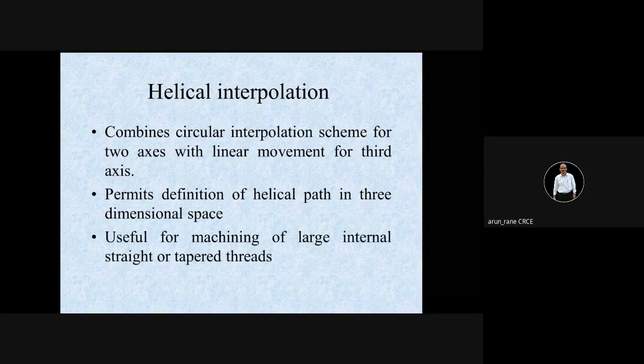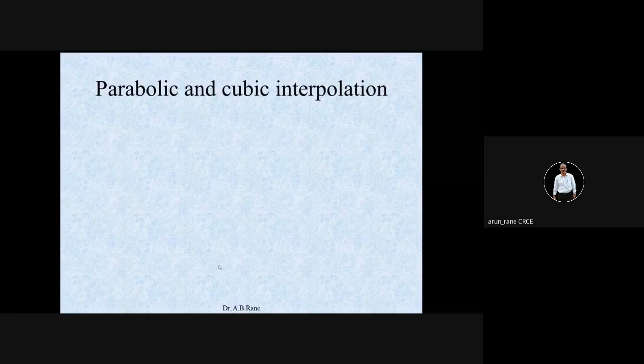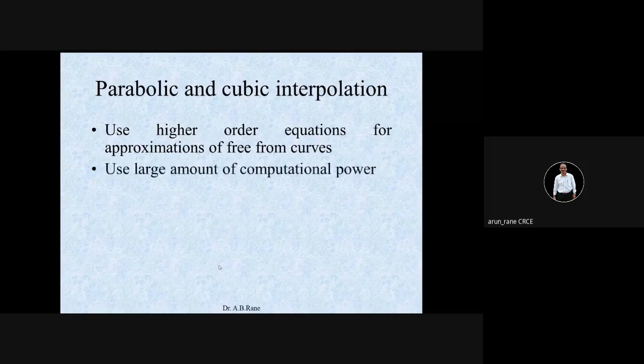Again, helical interpolation can come as a standard feature or as an optional feature. Linear interpolation and circular interpolation are the standard features. Helical interpolation, as I said, is used for cutting threads. Then you have parabolic and cubic interpolation. Again, this is in advanced machining, so this uses higher order operations.